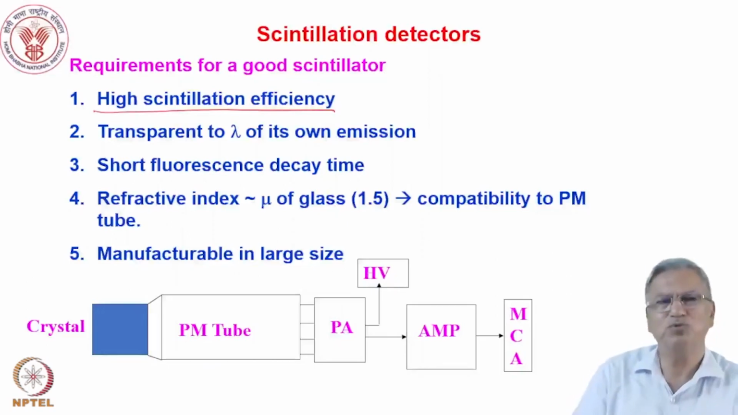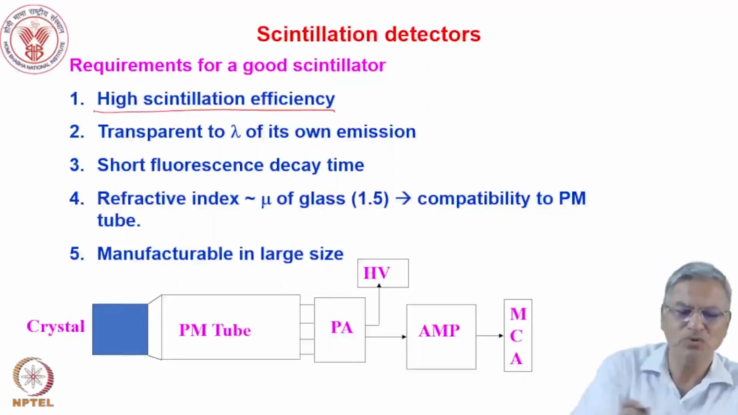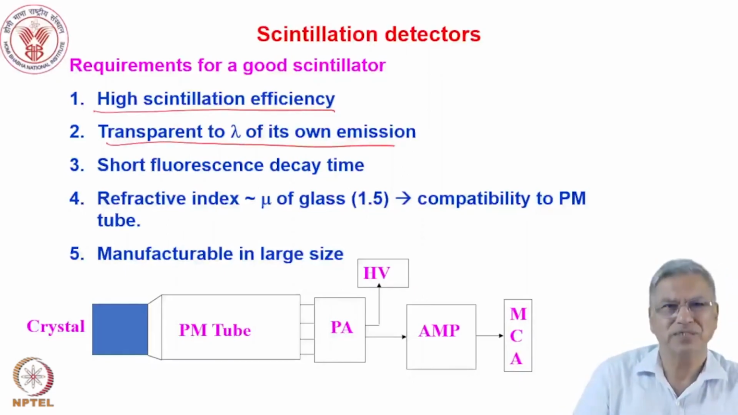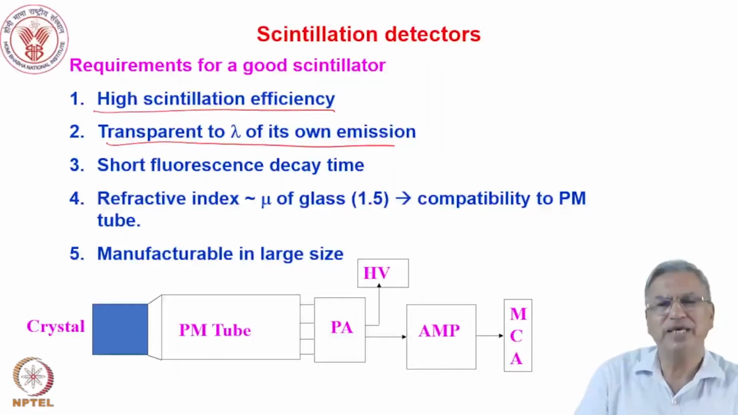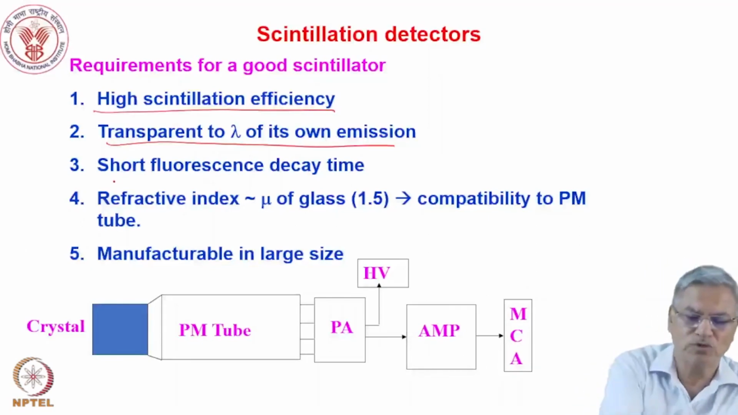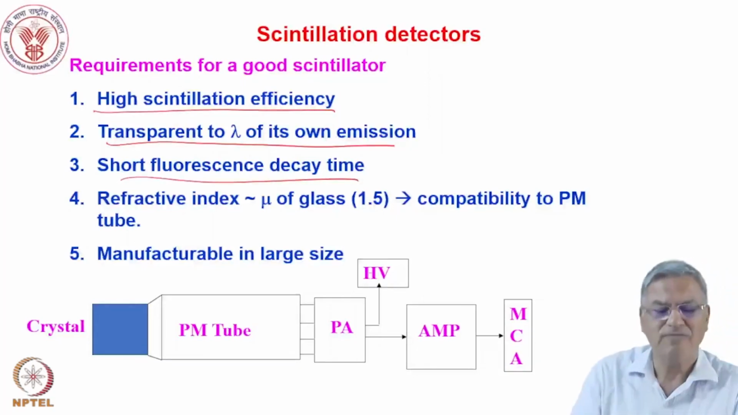Then once this light is produced in the crystal, it should be taken out of the crystal, so that the PMT can generate an electronic signal from here. So this should be transparent to the wavelength of its own emission. The second important property: the fluorescence decay should be fast, so that all the light is generated in a very short span of time. Otherwise, if it is a phosphor material, phosphorescence, then the light will be produced very slowly, and we may not be able to integrate the charge that is being collected. So short fluorescence decay time, typically a few nanoseconds to a few microseconds.